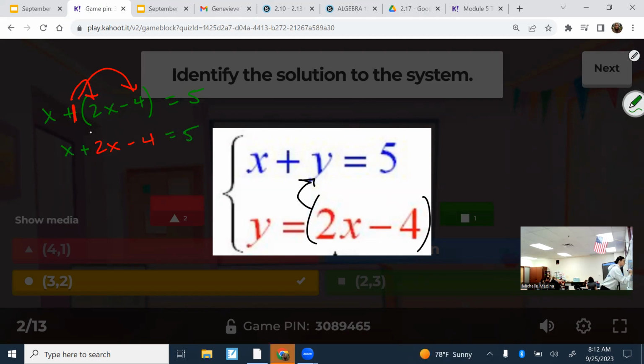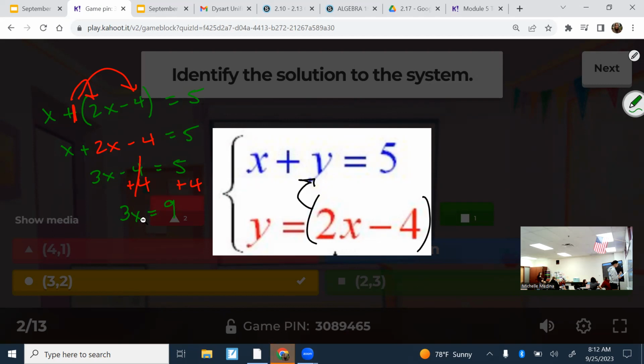And now that the equation has just one variable in it, x, not x and y, we can actually figure out what x equals. So what's x plus 2x? 3x. And then now it's a 2-step equation. So do I get rid of the 3 or the 4 first? And how do I cancel it out? So I'm going to add 4, whatever you do on one side of the equal sign, the other. 3x equals what's 5 plus 4.